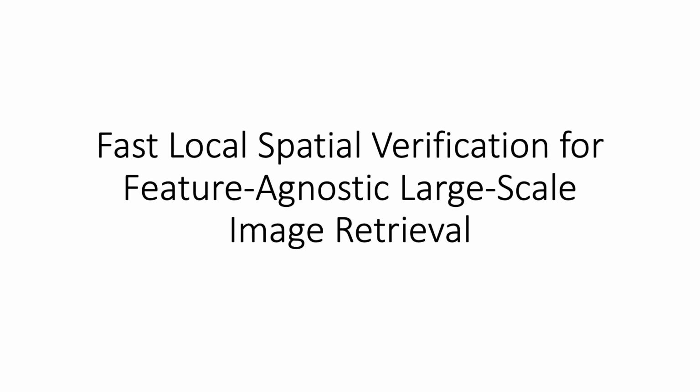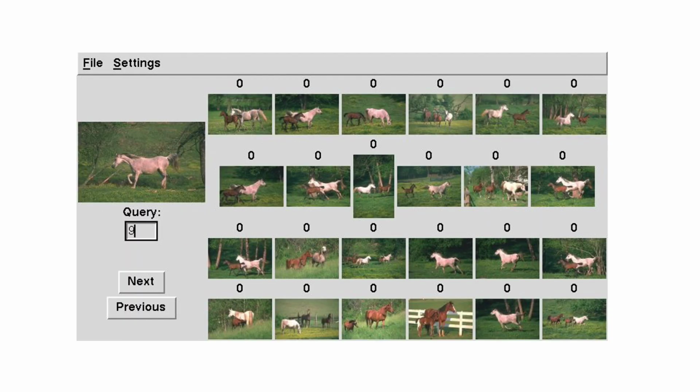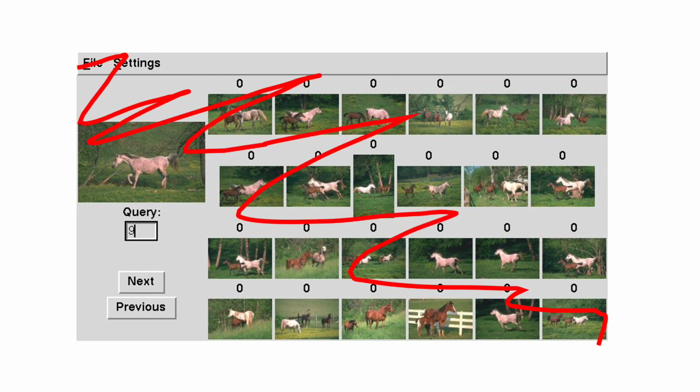What is fast local spatial verification for feature-agnostic large-scale image retrieval? Well, it doesn't roll off the tongue, that's for sure. But really all it is is a fancy way of saying specialized image search. Kind of like this, except maybe not for horses. No, instead we're just going to be running with normal images for this one.